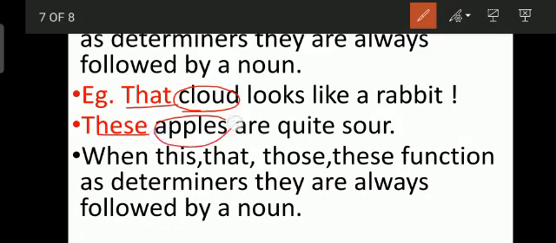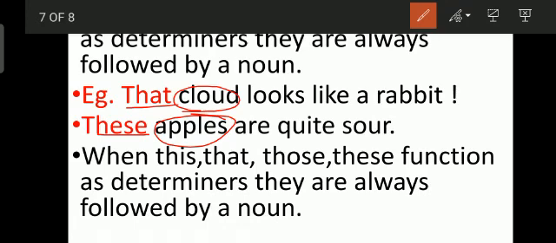These apples are quite sour. Now look at the determiners. They are followed by the noun. After a determiner there will be a noun. It is sure. Then only they function as determiners. If the noun is not there, they function as a pronoun. Okay, I hope it is clear with you.